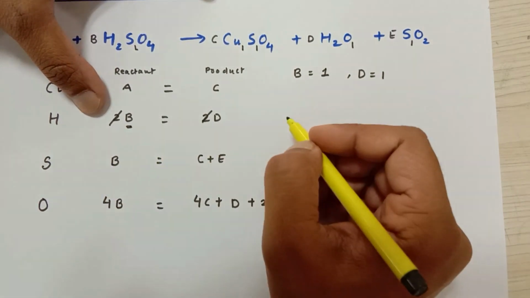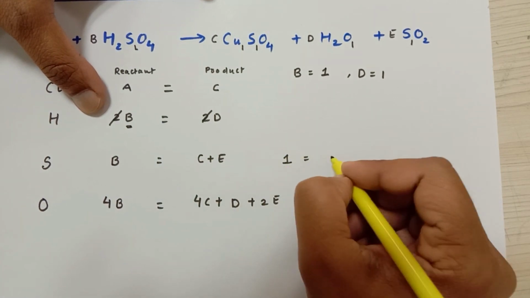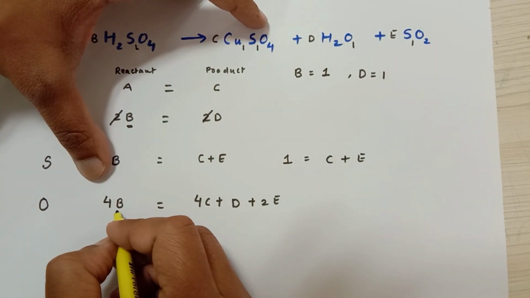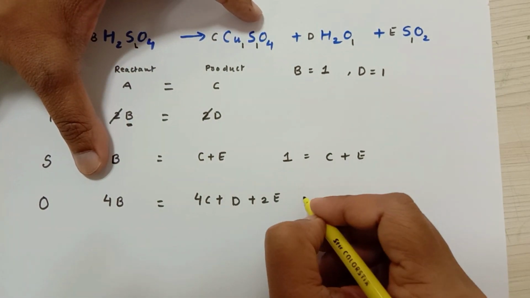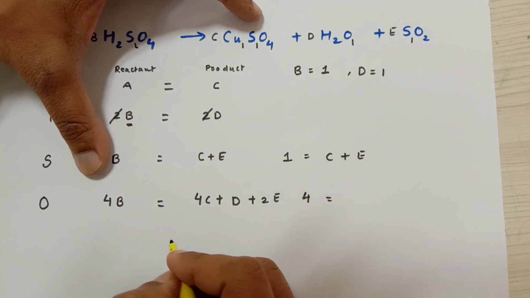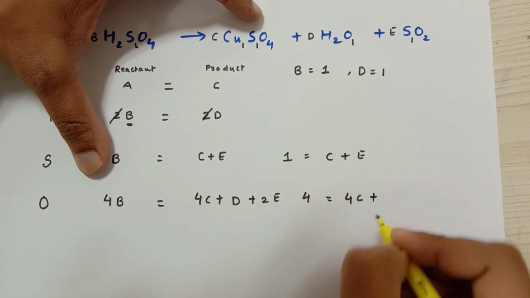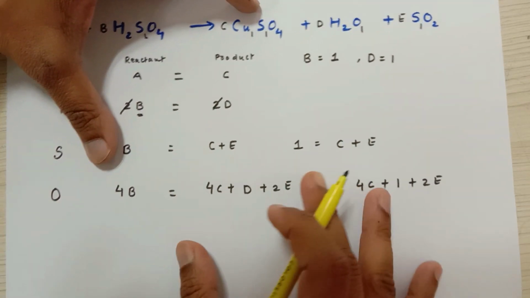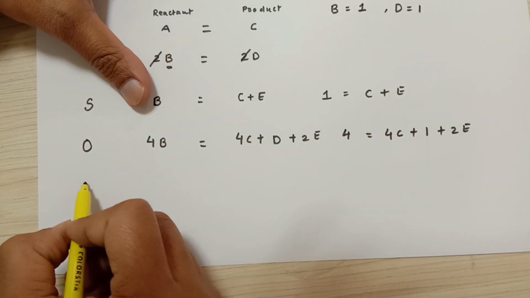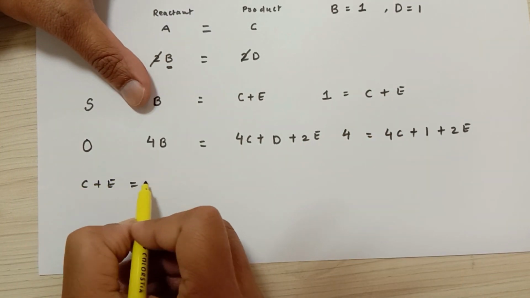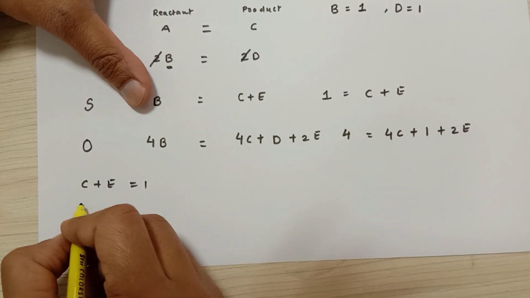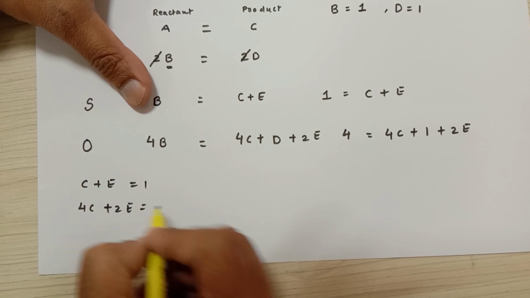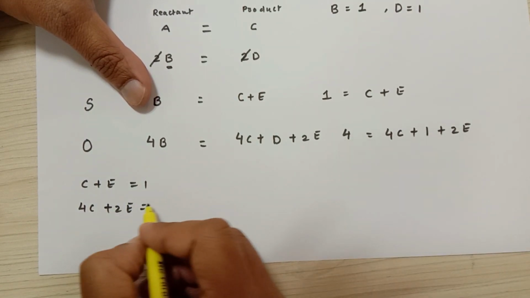So B is 1, so this equation turns into 1 is equal to C plus E. And over here, 4 into 1, as B is 1, so 4 ones are 4. So this equation is 4 is equal to 4C plus D, which is again 1, plus 2E. Correct? So I have the first equation as C plus E is equal to 1, and then I have 4C plus 2E is equal to, this 1 goes over that side, so 4 minus 1 is 3.